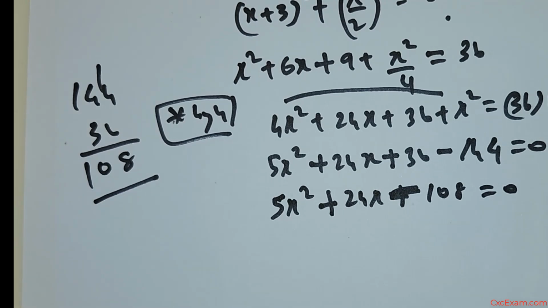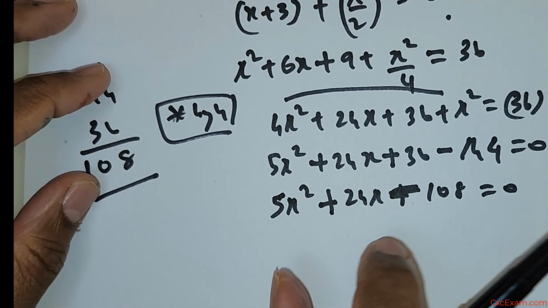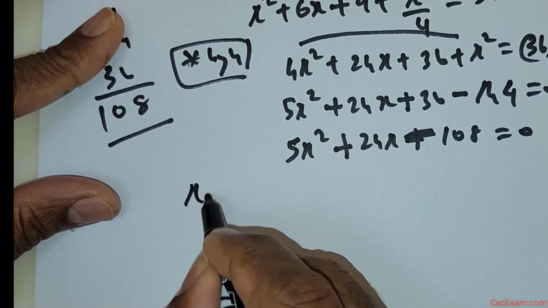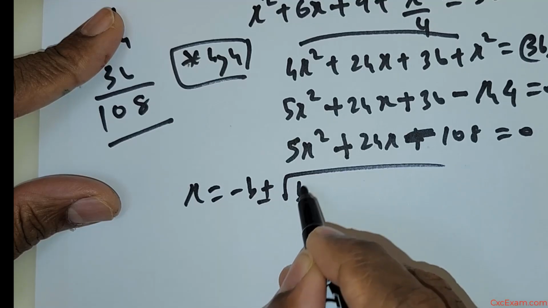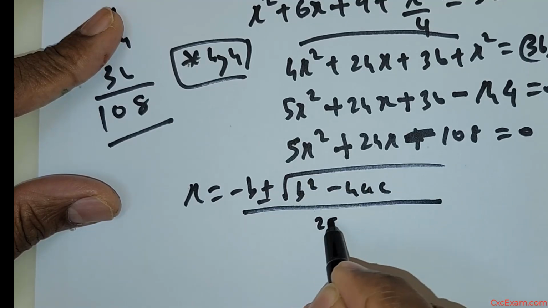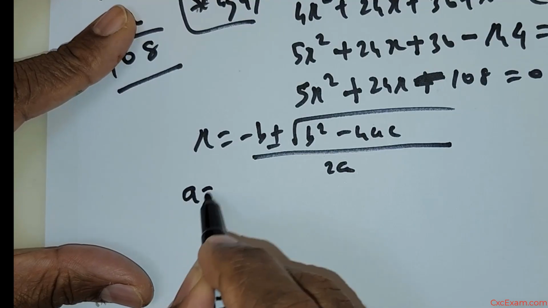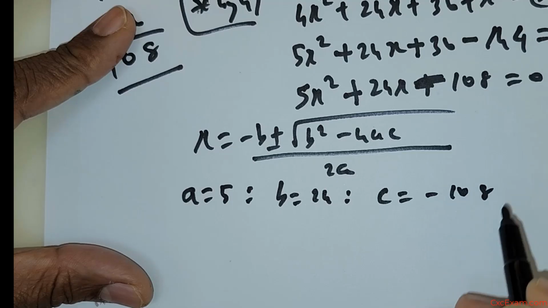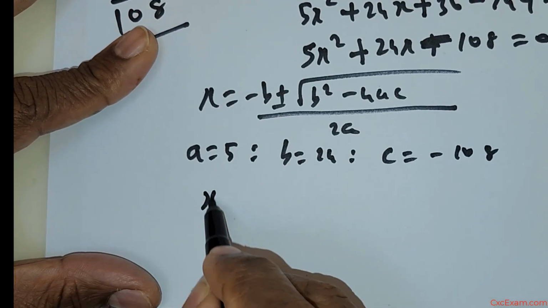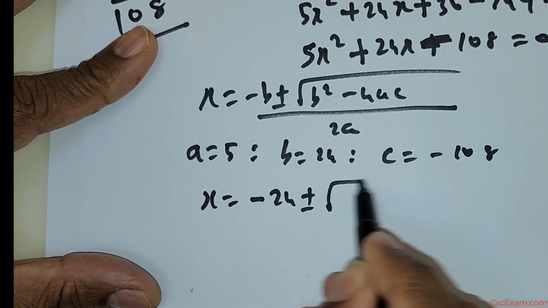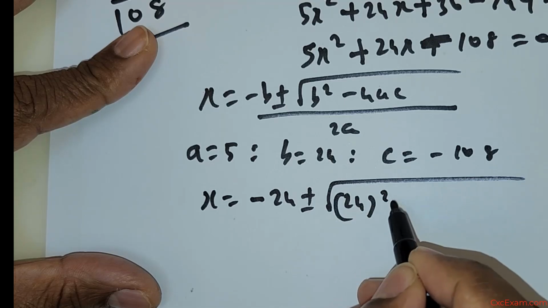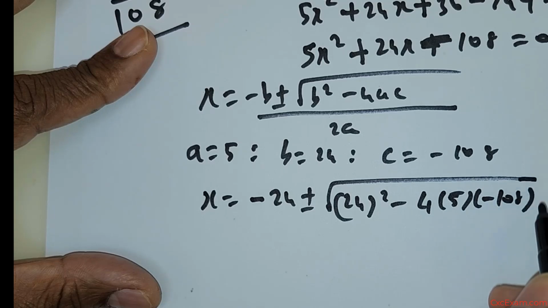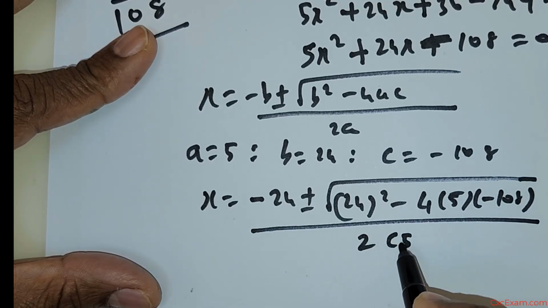Now we will have to use the quadratic formula and simplify. So x is equal to negative b plus or minus root of b squared minus 4ac, divided by 2 times a. My a is equal to 5, b is equal to 24, c is equal to negative 108. So x is equal to negative 24 plus or minus root of 24 squared minus 4 times 5 times negative 108, divided by 2 times 5.